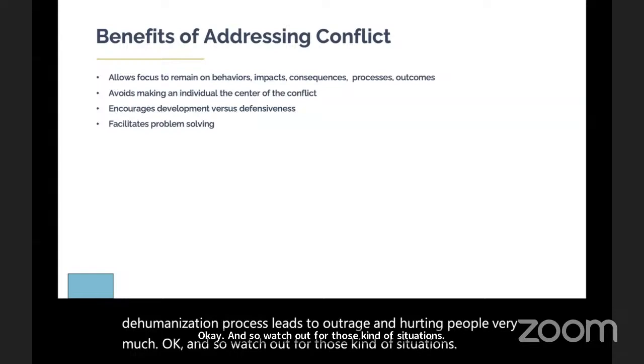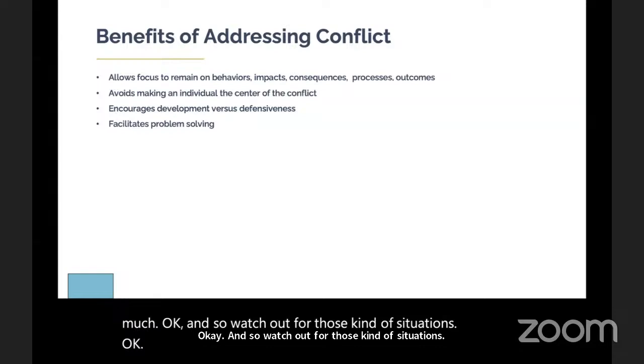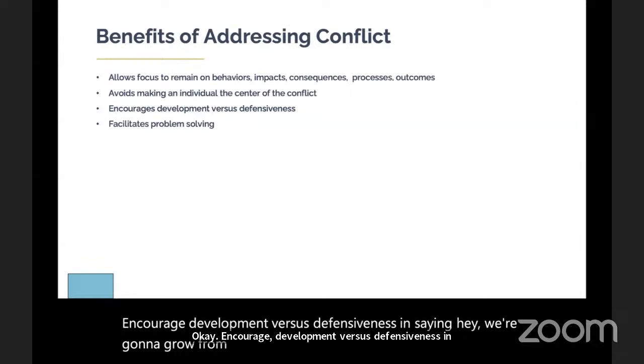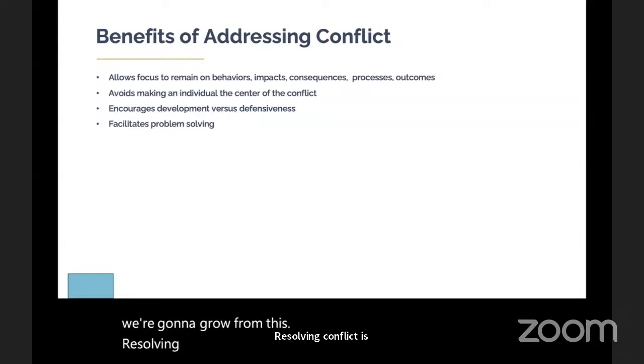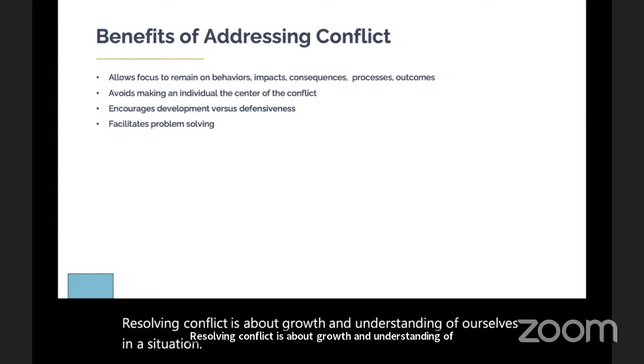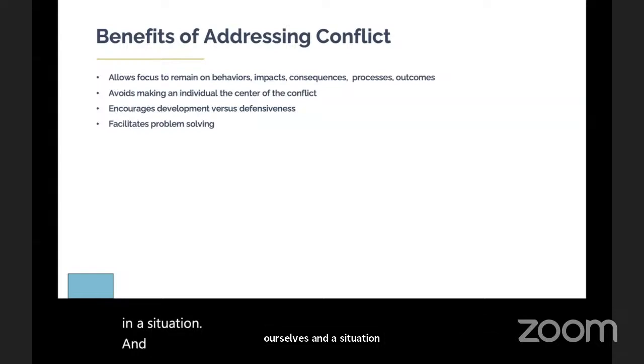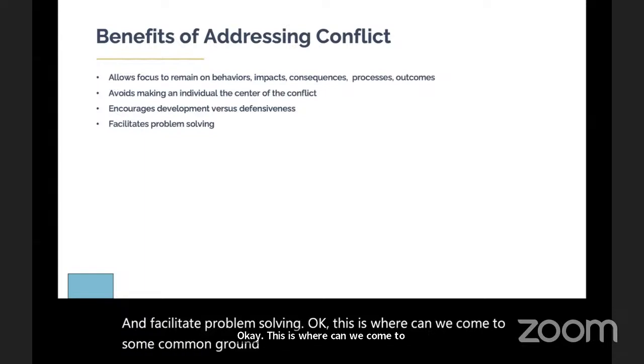Encourage development versus defensiveness by saying, hey, we're going to grow from this. Resolving conflict is about growth and understanding of ourselves and a situation, and facilitating problem solving. Okay. This is where we ask, can we come to some common ground? What are some things we can do to reach some understanding of each other?